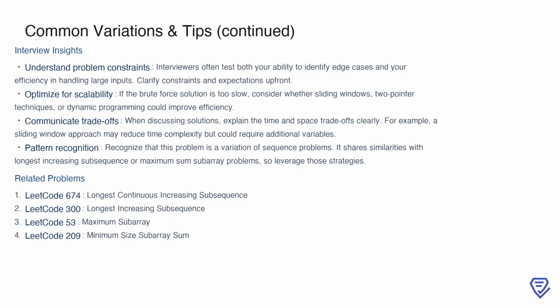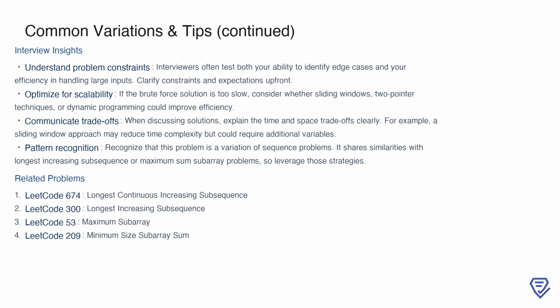Scalability is another key factor. If the brute force method is too slow, explore more efficient techniques like sliding windows, two-pointer strategies, or dynamic programming. When discussing your approach, clearly explain the trade-offs. For example, you could mention that while a sliding window reduces time complexity, it might require additional variables to track state. Pattern recognition is also helpful here. This problem falls under the broader category of sequence problems, so understanding its similarities to challenges like longest increasing subsequence or maximum sum subarray can help you leverage existing strategies.